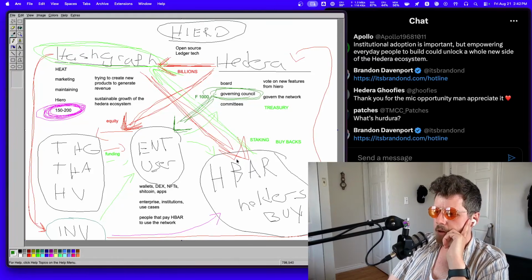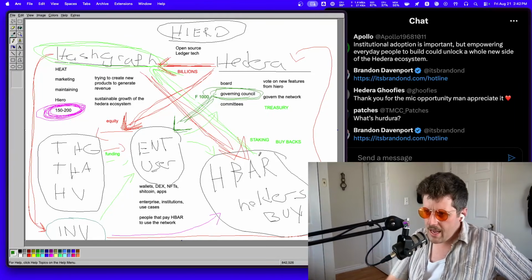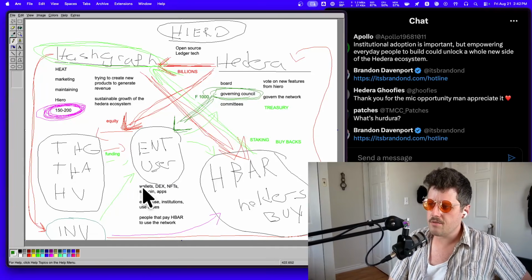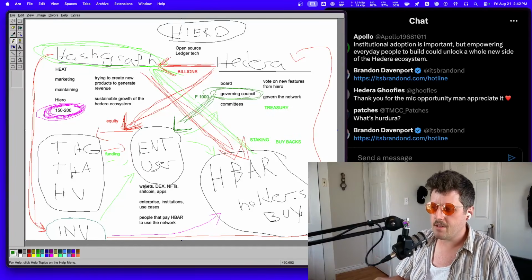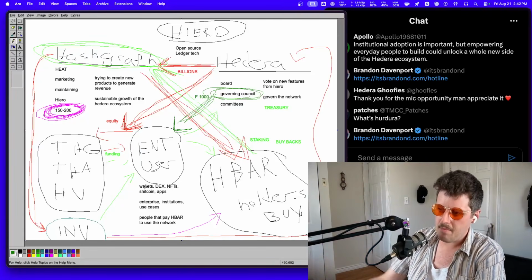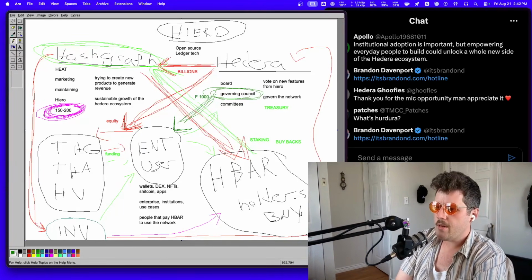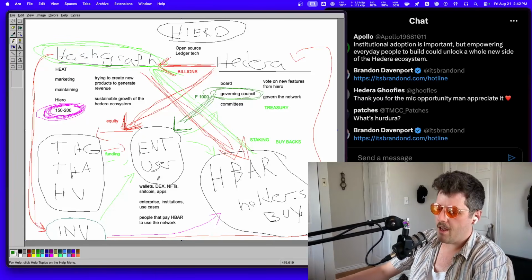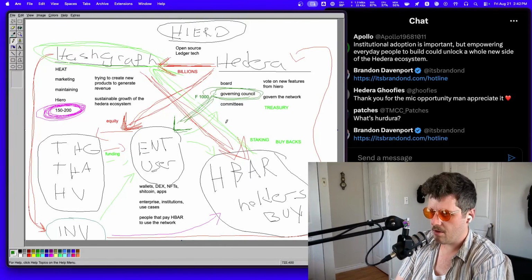So we are really dependent on these people and HBAR holders, and we're also dependent on end users, right? Wallets, DEXs, NFT creators, meme coins, apps, and then the enterprise use cases, all those different types of things. People that buy and pay an HBAR to use the network. We're really dependent on this stuff, right? And folks that get a bunch of free HBAR to use the network don't count. That doesn't really generate any meaningful revenue or sustainability for the network, right?